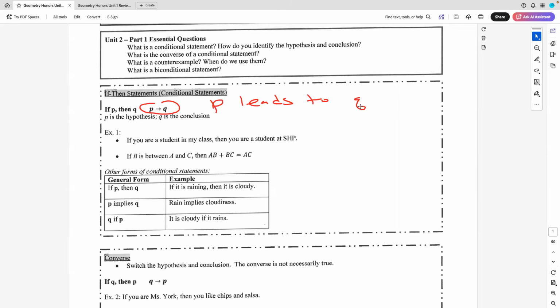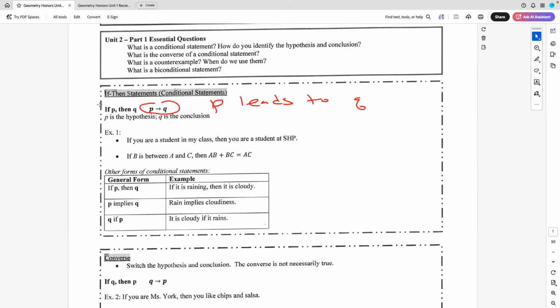So that's what's meant by conditional statements. If this, then there's a conclusion. P is the hypothesis, Q is the conclusion. So if you're a student in this class, then you're a student at Sacred Heart Prep. Obviously, there are no Menlo students or Cassidy students or Woodside students or MA students here, right? We're all SHP students. From a mathematical perspective, if B is between A and C, then AB plus BC equals AC. There you go, that's an if-then statement.